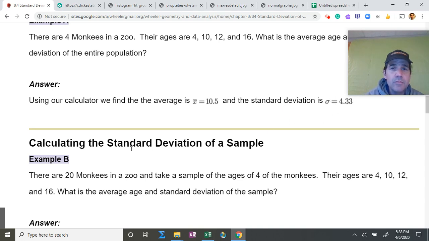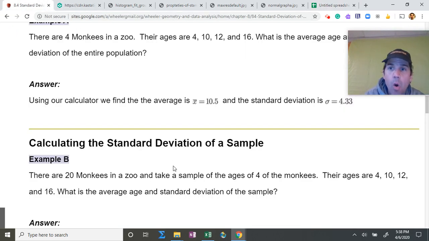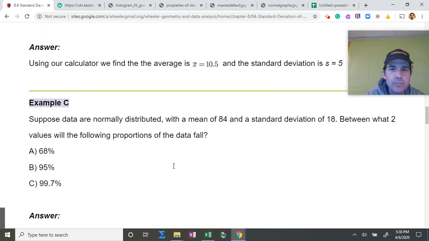Now there are 20 monkeys in the zoo, and their ages are 4, 10, 12, and 16. It's the same thing, we already plugged those in. The mean hasn't changed, but since this is just a sample, my sample standard deviation is 5. It's different because I don't know all of the monkeys, so I get a slightly larger standard deviation.